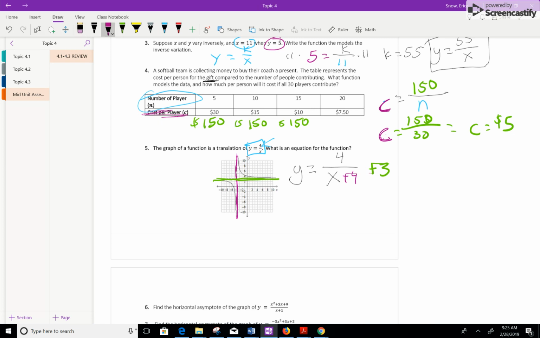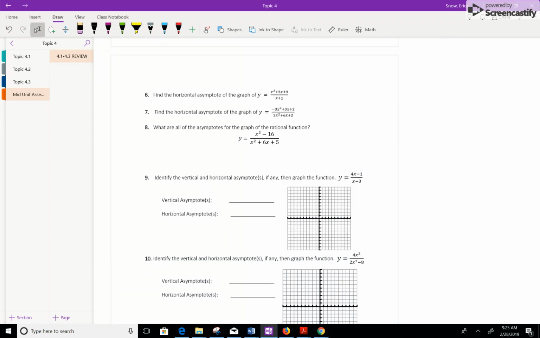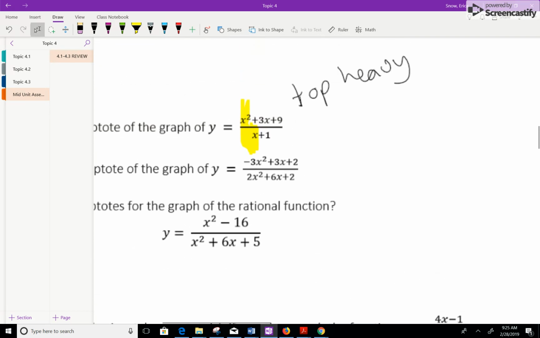Okay. Number 6. Find the horizontal asymptote. Remember that horizontal asymptotes deal only with the power of the polynomial. This polynomial is top heavy, meaning that exponent, I'm going to zoom in, that exponent right there is bigger than the exponent on the bottom. So there are no horizontal asymptotes.